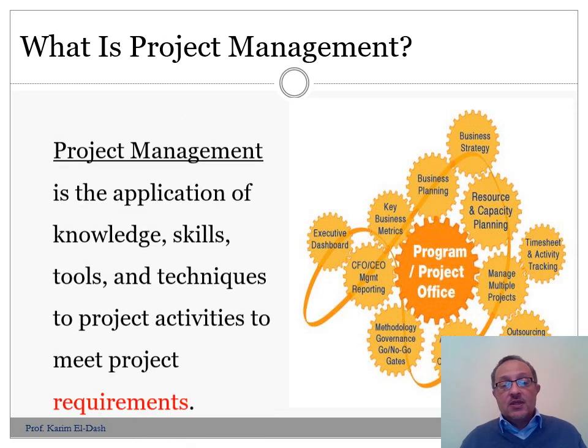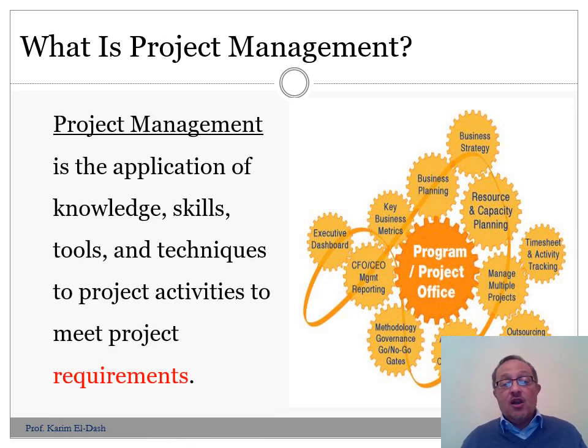What is project management? Project management is the application of knowledge, skills, tools, and techniques to project activities to meet project requirements. Basically, whenever we are talking about project management, we are talking about how to make the best use of the resources that we have. Whenever we are talking about resources, we are talking about our capabilities, our material resources, the available human resource that we have in the project and supporting the project. We are also talking about the assets that we have in our organization.